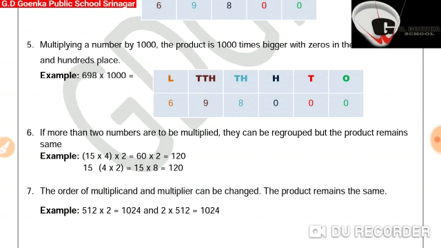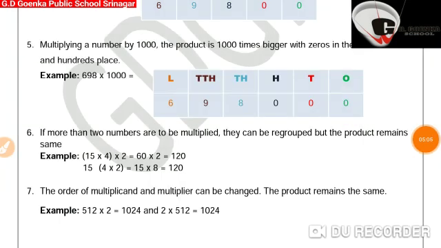Our seventh property is the order of multiplicand and the multiplier can be changed, the product remains the same. For example, 512 is the multiplicand and 2 is the multiplier. If I multiply 512 and 2, the product is equal to 1024. If I interchange the multiplicand and the multiplier, that is, now 2 becomes the multiplicand and 512 becomes the multiplier, my product will still be the same, that is 1024. That means if I interchange the multiplicand and the multiplier, the product remains the same.